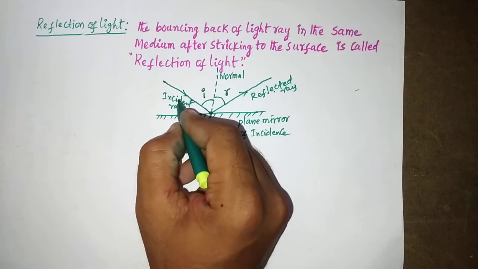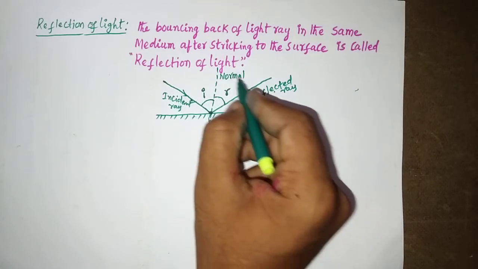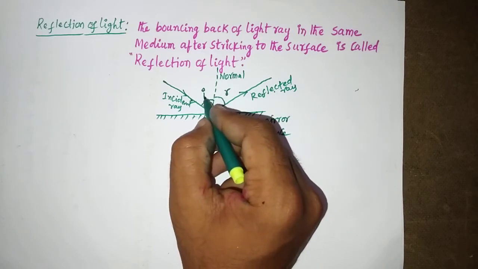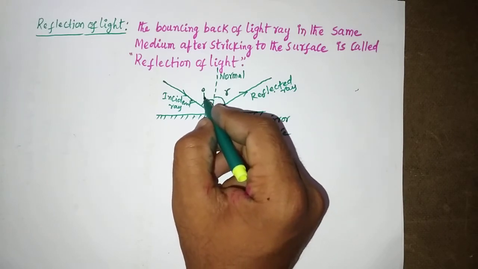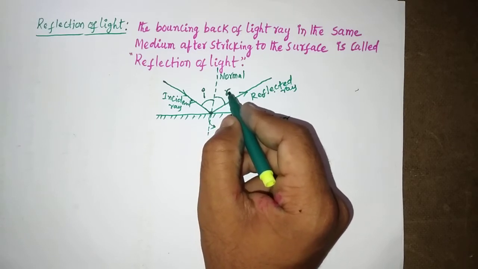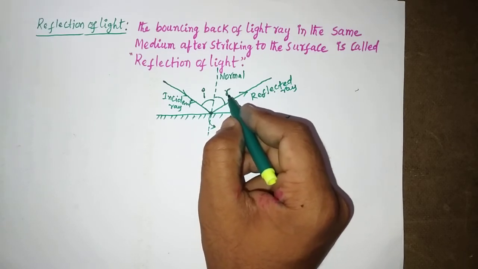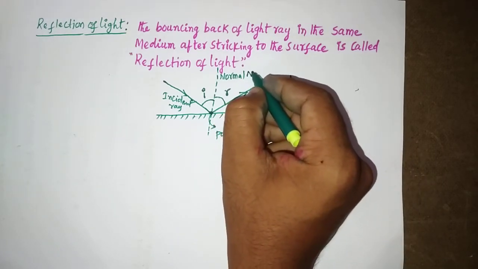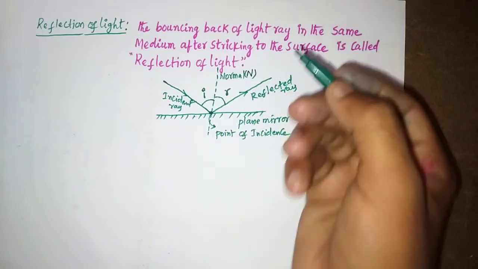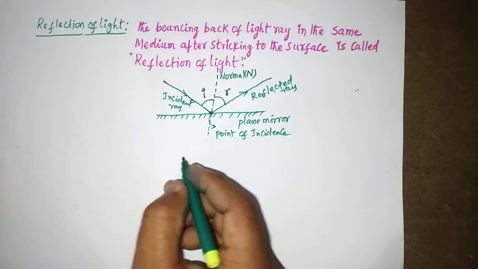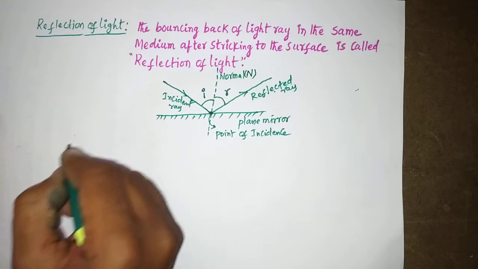So we have discussed the incident ray, reflected ray and normal. What is I? I is the angle of incidence. And what is R? R is the angle of reflection. Normal is generally indicated with the capital letter N. So let us discuss one by one.